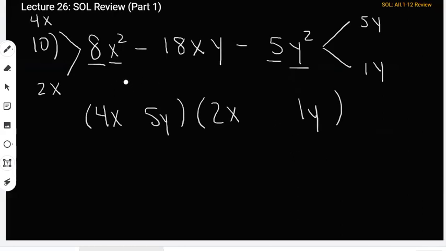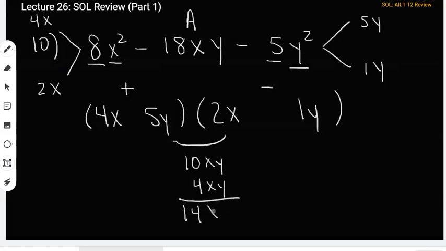Now I need to figure out where the plus and the minus go. The way I'm going to figure that out is I need to make sure that when I add up the two middle terms, I get negative 18xy. So to do that, the 5y and the 2x are going to multiply to give me 10xy. But then if I multiply the 4x and the 1y, I'm going to get 4xy. But that's not good, because if I multiply those and add them up, I get 14xy, when in reality, I need this 18 right here. So I'm not going to have it that way.